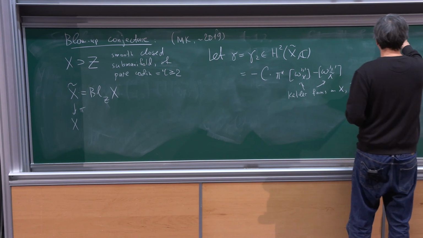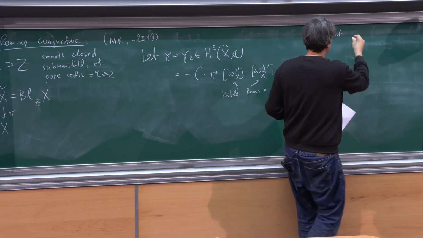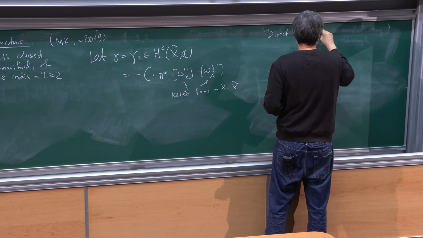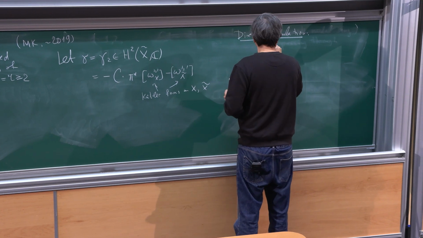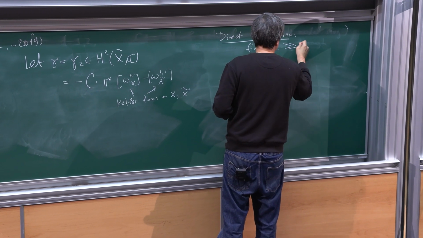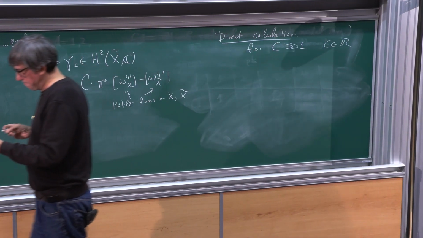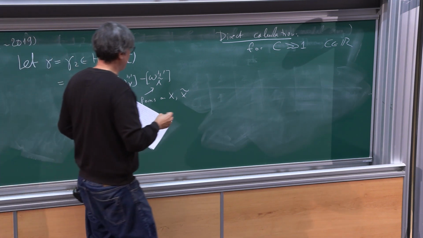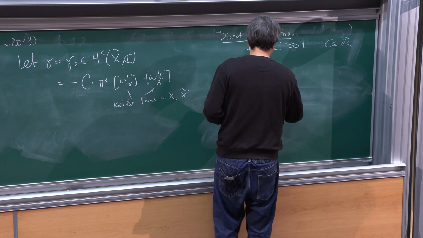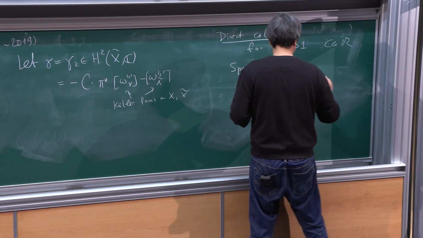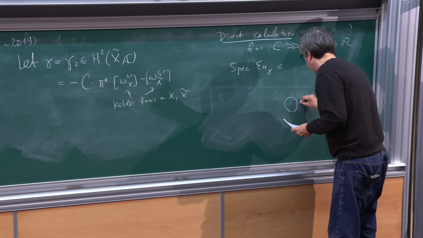And now this kind of direct calculation, don't do it today, but just give the answer. Then for C real and very large, the spectrum of this operator is contained in the following gadget. So there will be a disk around 0.